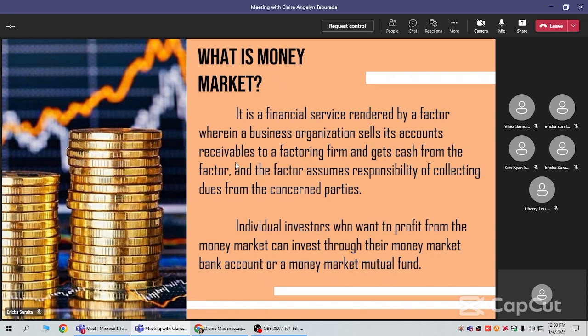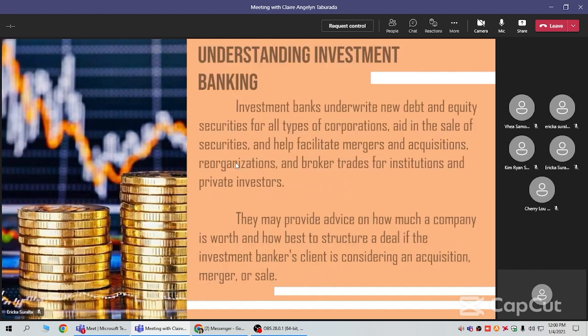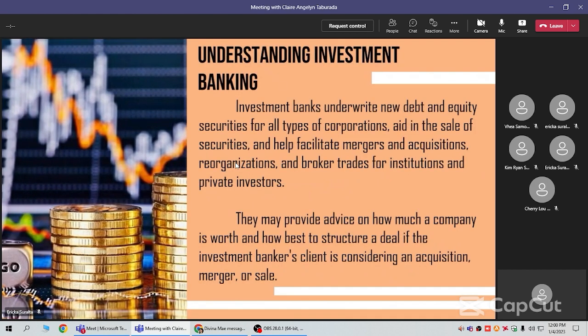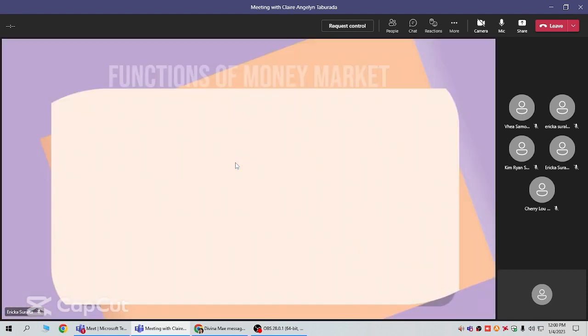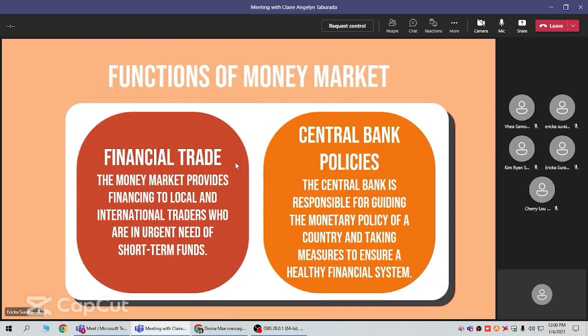So the next one is function of the money market. Please proceed to the next slide, please. Next, please. So, function of money market. So, there are four types of function of money market.